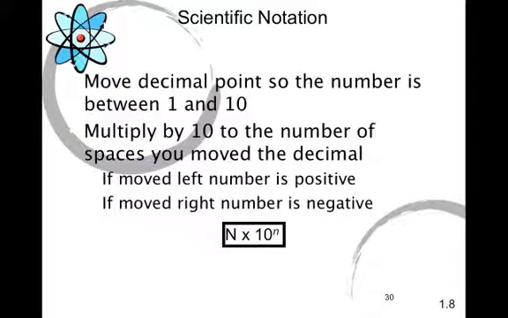Or if you like to think of it this way: to get the original number into scientific notation, if you move the decimal to the left, your exponent is going to be positive. If you had to move it to the right, it's going to be negative. However you like to think of it. I always think, if my number is really big, I have a positive exponent. If it's really small, less than 1, then it's going to be a negative exponent.